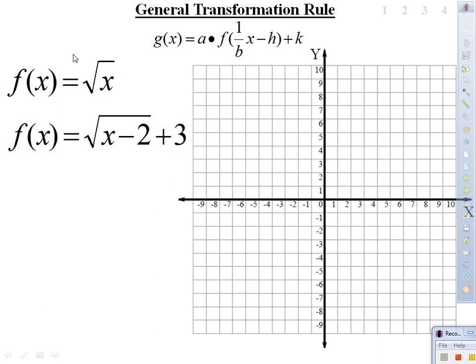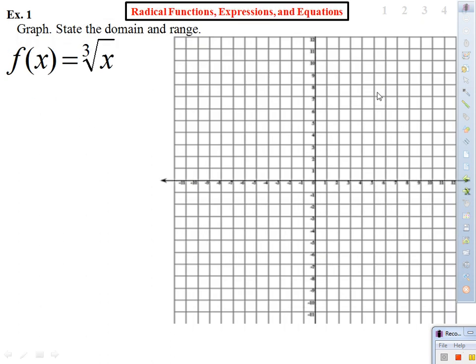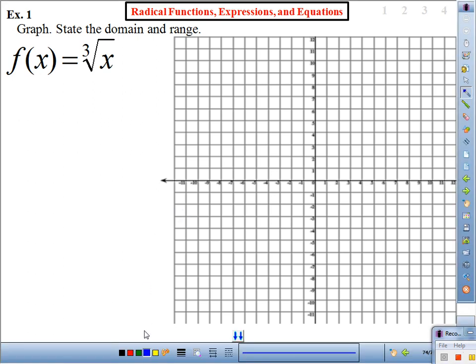So, on the big graph paper, get that in front of you, the big graph paper, on the top left. Top left, I want you to write this down, example 1, graph, and state the domain and range. f of x equals cube root of x. So I'm going to graph this in blue, but I'm going to make a table over here on the side. I got x and f of x.